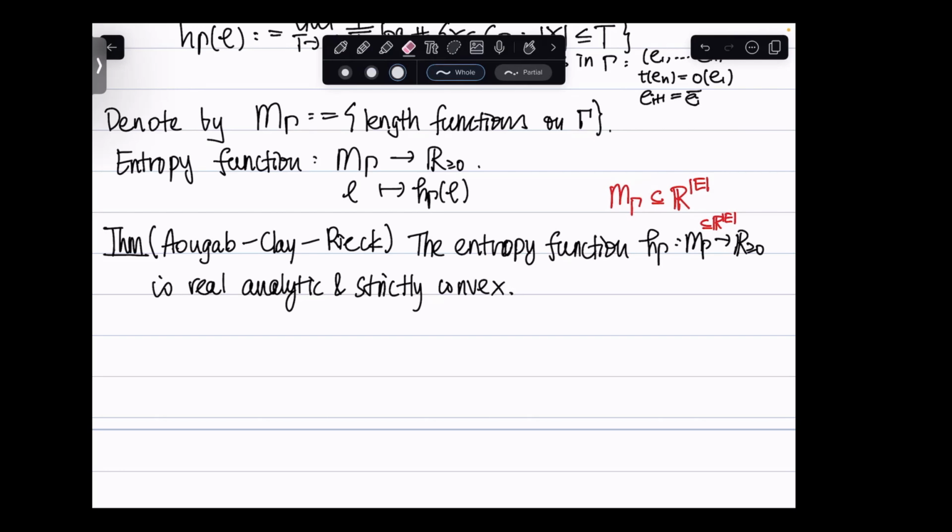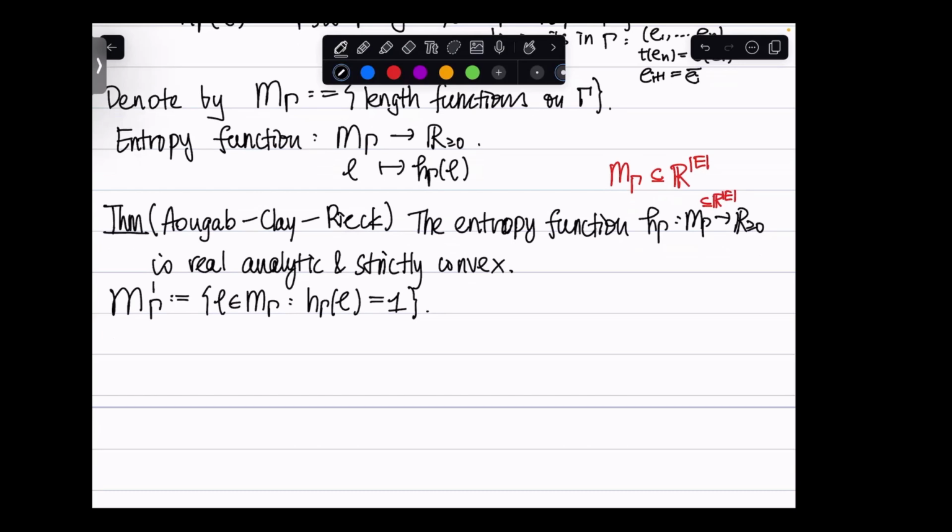What is the entropy function? Okay, so now we want to normalize a little bit. So we want to consider M gamma 1. What is the space? This is the space of length functions on gamma such that the entropy of this length function is equal to 1. If I pick a point in this M gamma 1, I'm going to build an inner product.